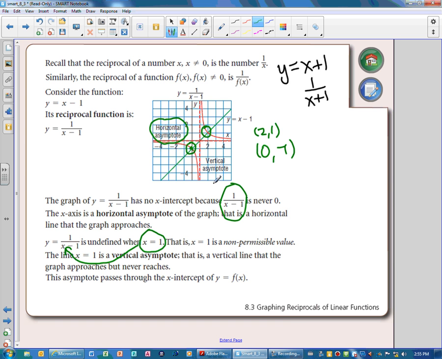It does that every single time. But you know what's also important to note? That's where my original crosses the x-axis.